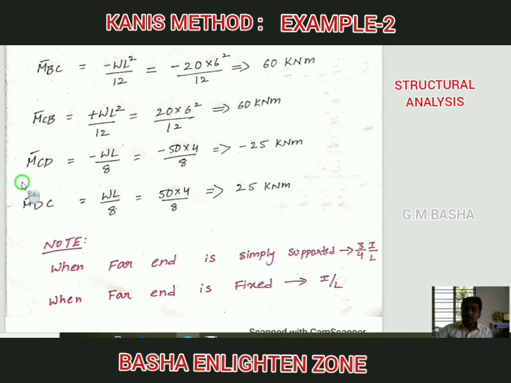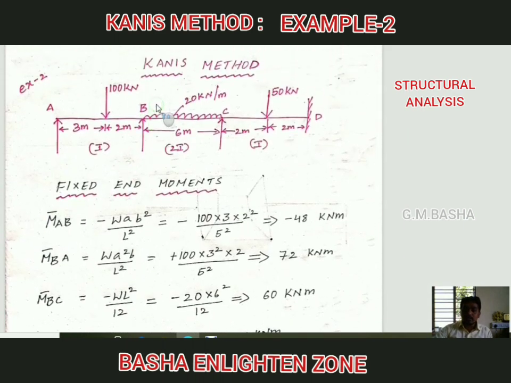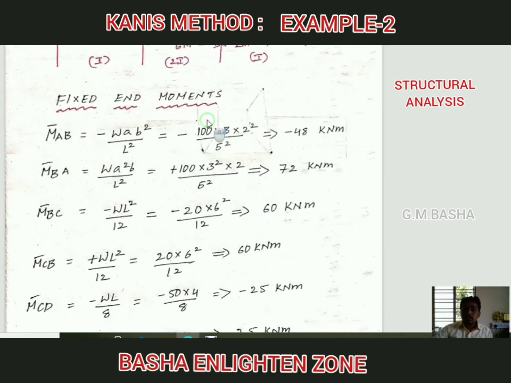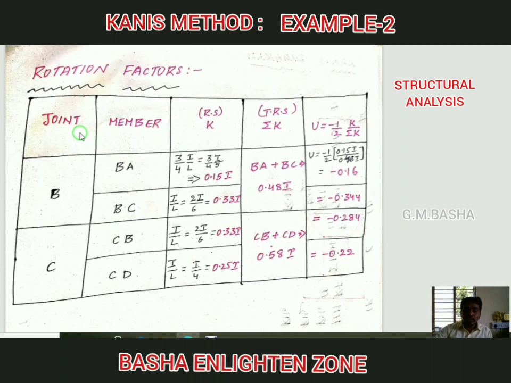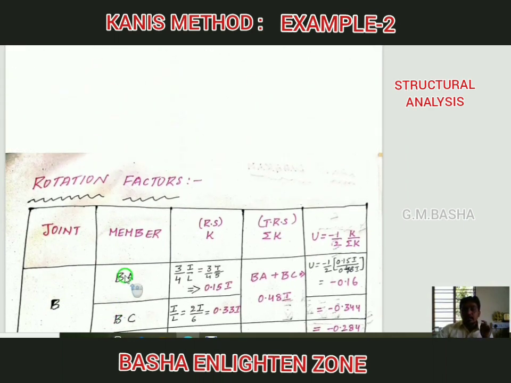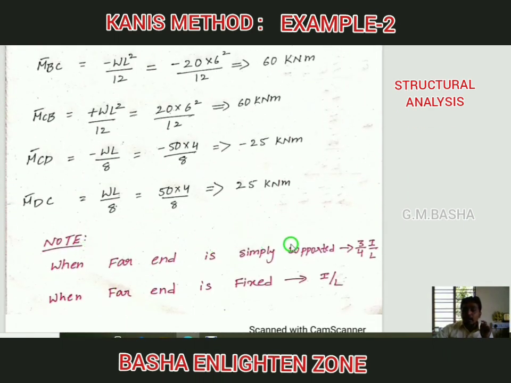I will explain directly in the diagram itself. The joints are B and C. The connecting members for joint B will be BA and BC. Similarly, CB and CD are the connecting members for joint C. I wrote clearly here joint B and C, members BA and BC for joint B, and members CB and CD for joint C.